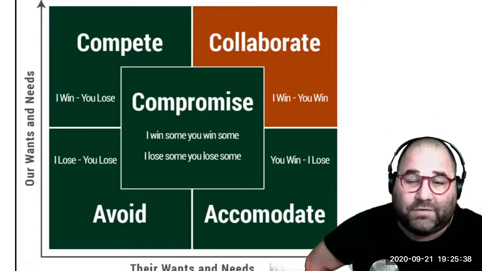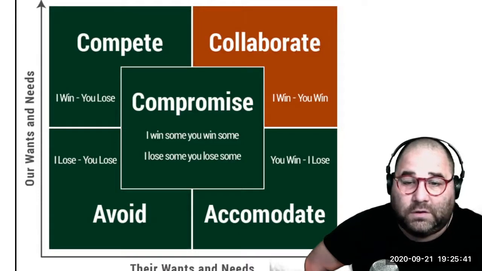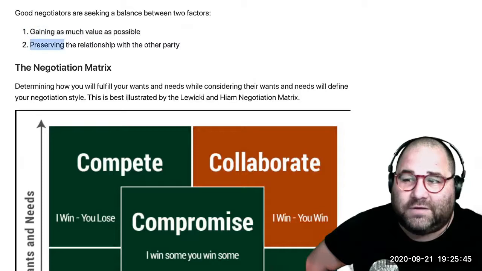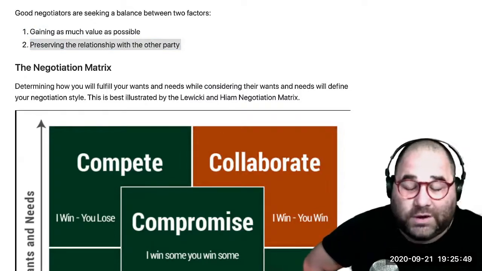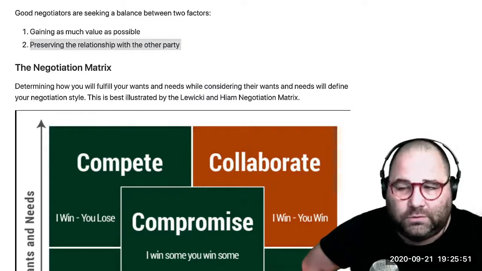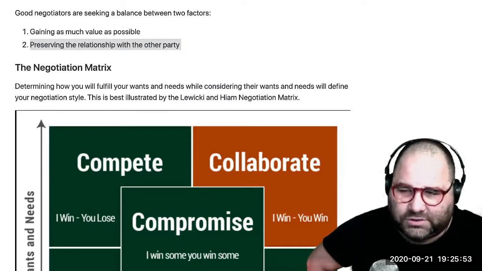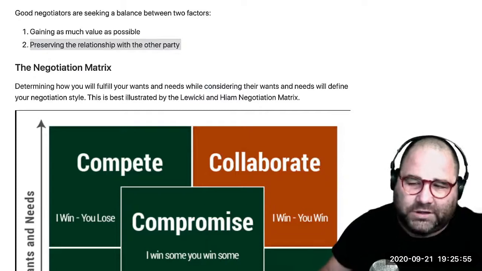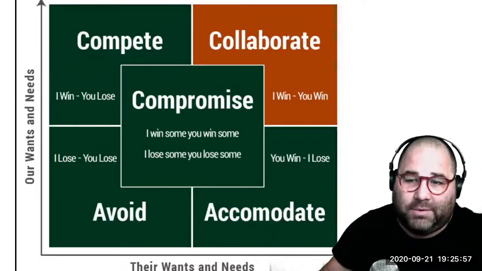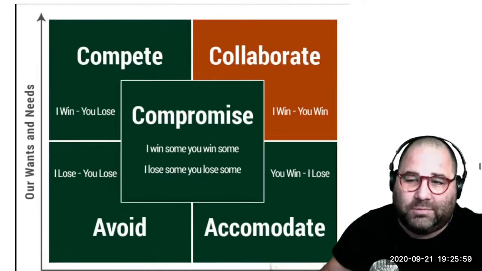Now, down here, we have accommodate, which is you win, I lose. This is the extreme of the second point. Maybe I just give you whatever you want because I want to make sure that you don't leave me and we do business again in the future. You know, I just completely bend to your whims. That's the accommodate.